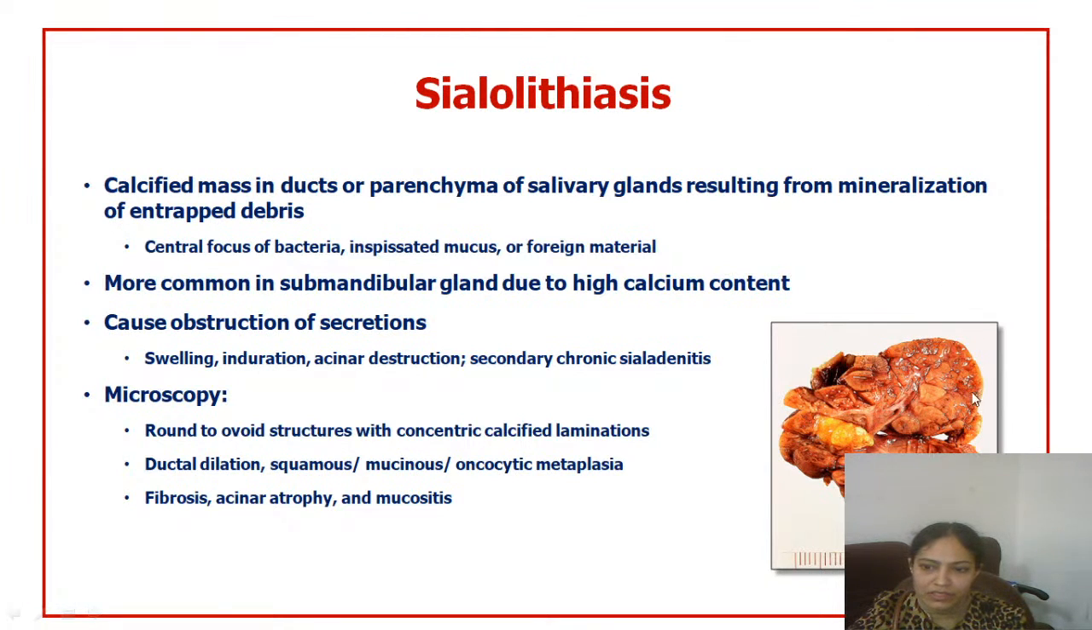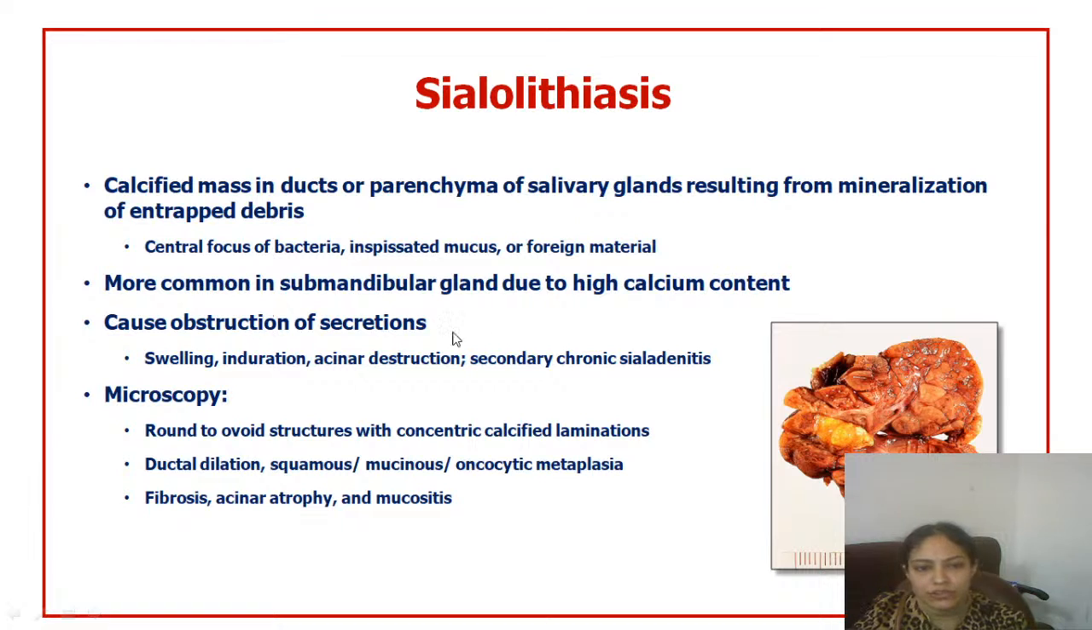So here you can see a salivary gland. You can appreciate the normal gross appearance, with the lobulated appearance. You can see small lobules and you can see the ducts, and this yellowish mass is seen within the lumen of a duct, and that is a stone which is causing obstruction.